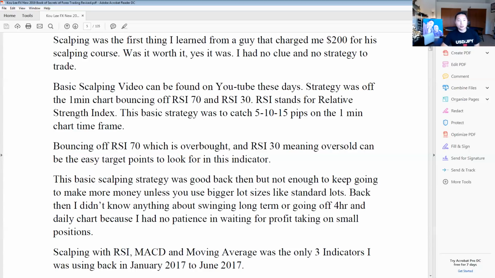Your two best pairs to scalp are USD/JPY, the US dollar to the Japanese yen, and EUR/USD, the Euro to the dollar. I like scalping USD/JPY because it is by far a better pair to scalp. It's only 3 digits in the front and 3 digits in the back, so it's easier to read price levels and price action on it.